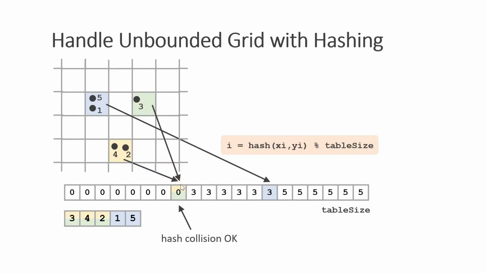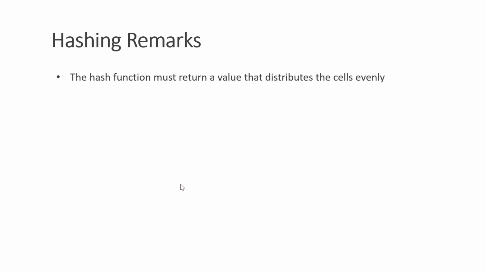This is called a hash collision. However, in our case, this is not a problem. We simply get false positives, meaning we will see particles that are further away. They will be filtered when checking the distances. However, hash collisions slow down the computation due to additional checks.